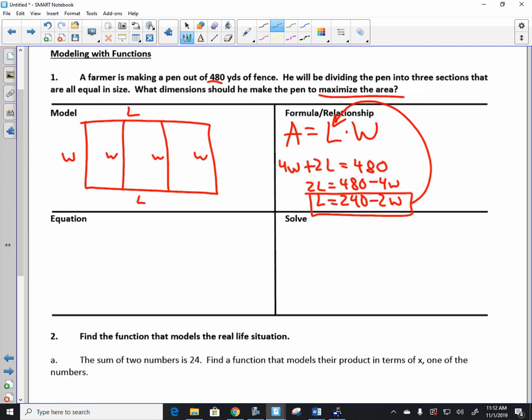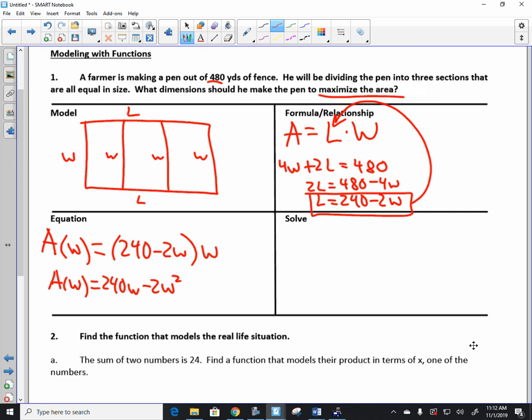Now I have a function in terms of area. Area in terms of which variable is left now? Which is the variable that we'll be working with? W. Area in terms of W is 240 minus 2W times W. Or area in terms of its width is 240 times the width minus 2 times the width squared.